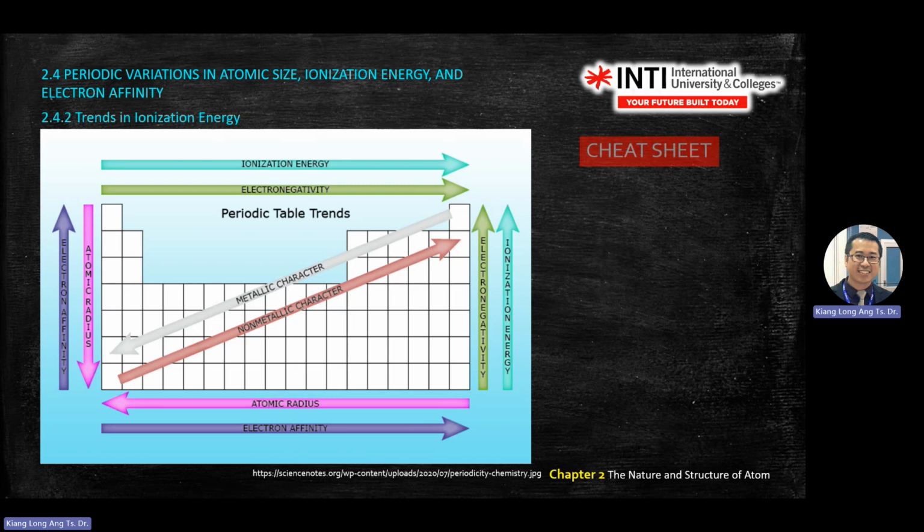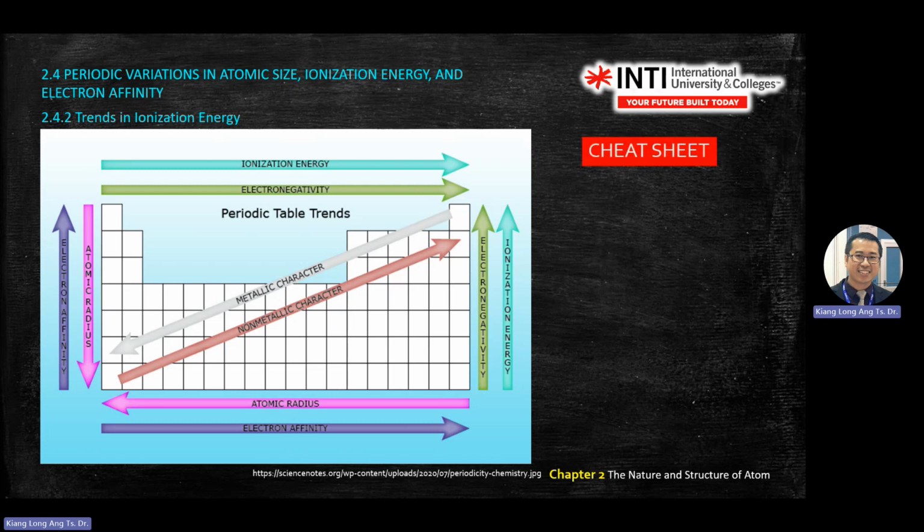Okay. Then this is the atomic radius. If you move down, it becomes bigger and bigger. If you move from left to right, it becomes smaller and smaller. This is an inverted arrow. You move from left to right, it becomes smaller and smaller. Also the same as if you move from right to left, it becomes bigger and bigger. It's the same.